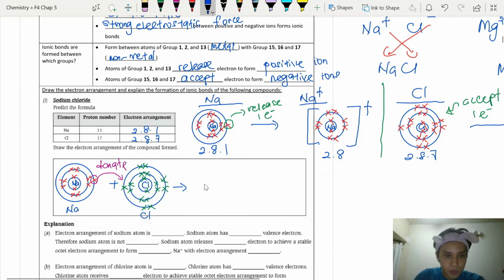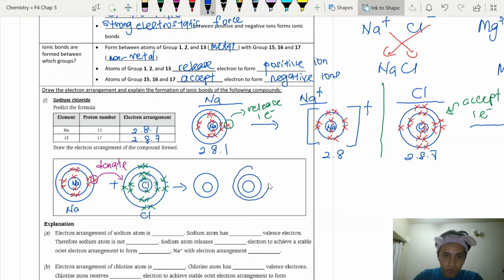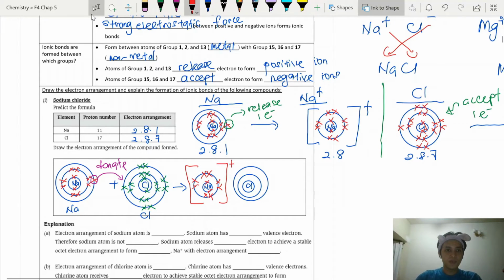Okay, so sodium, then 1, 2, then for chlorine, 2, 3. Okay, doesn't matter. Sodium chlorine. Alright. So 2 electrons. 1, 2, 3, 4, 6, 7, 8. Okay. So bracket and then the charge.